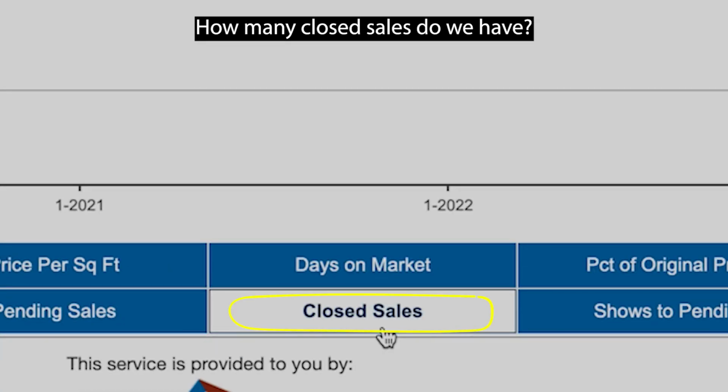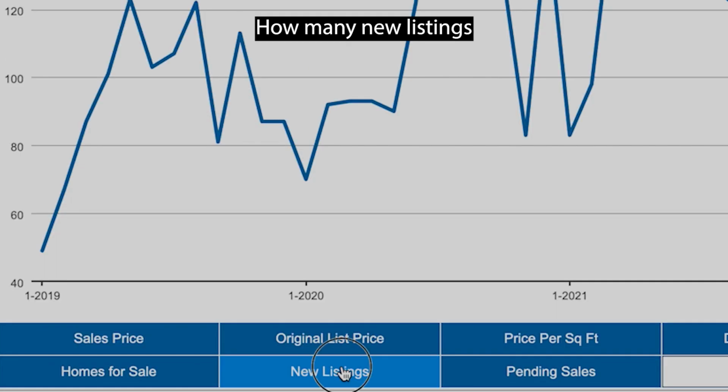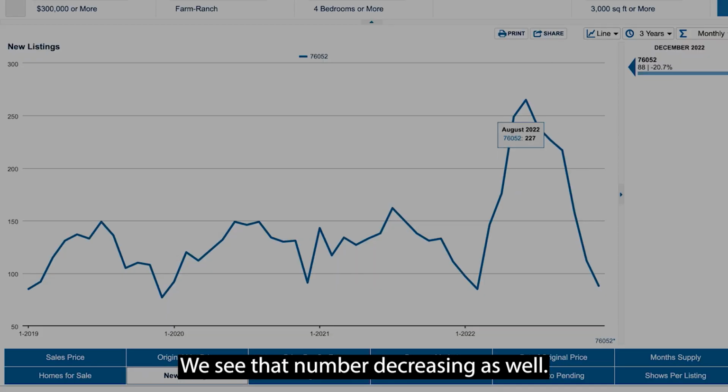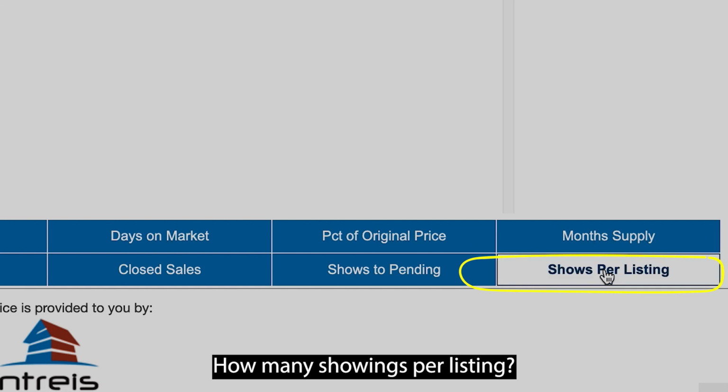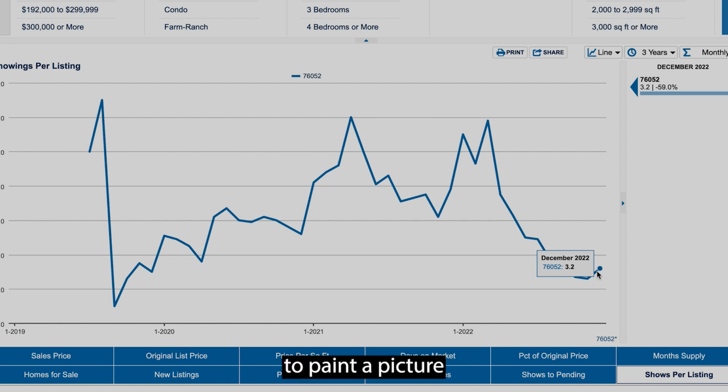How many closed sales do we have? This shows us what happened really the month prior so that we can close in that particular month. How many new listings are on the market? We see that number decreasing as well. How many showings per listing? How many showings is each home averaging over the month? Not even before they go under contract, just how many are they getting, right? Average 3.2 in December. So these are all statistics that you can use to paint the picture and tell the story for your viewers.